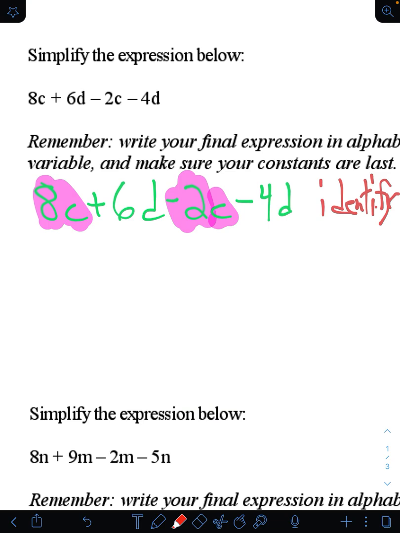Then we go left to right. We did the C. Now we're going to do the D. A plus 6D. Make sure, always grab the operation also. And then the other D is right over here. So these are identified our like terms.